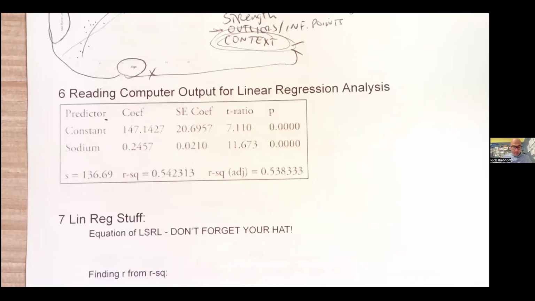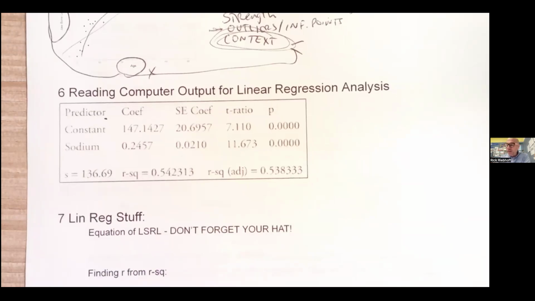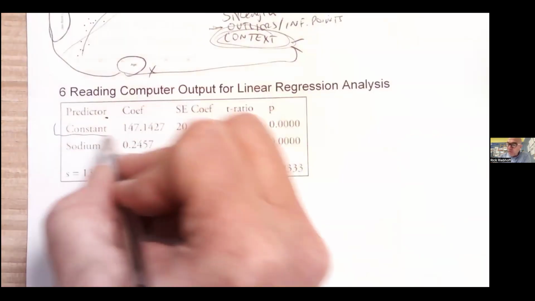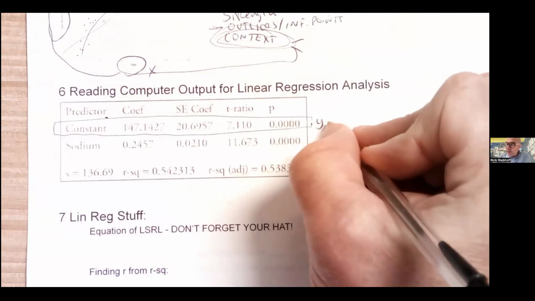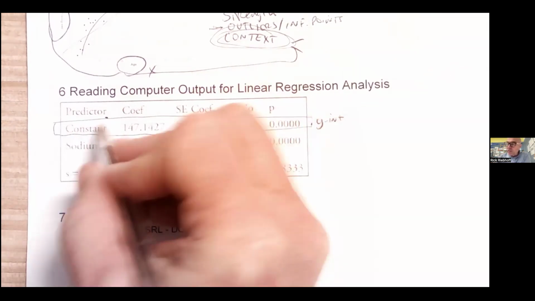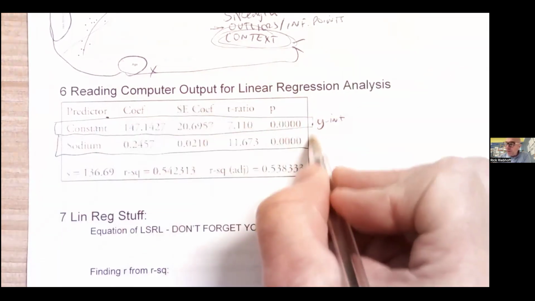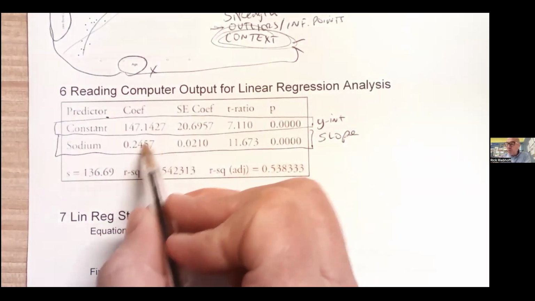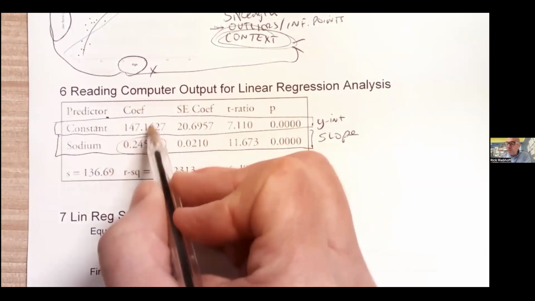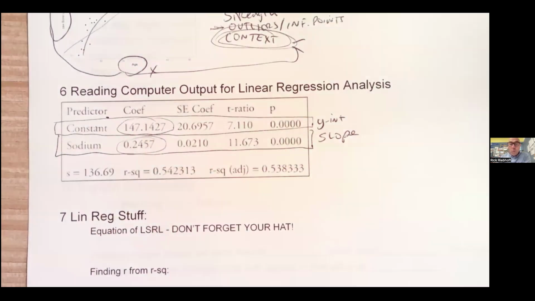All right, here's the big one, right? Describing and reading computer output for linear regression analysis, right? Here's one thing that I see some of you doing on your tests. This is smart. Okay, so this is your y-intercept, right? Your constant. This, therefore, would be your slope. Okay, this is the coefficient of your slope. This is the coefficient of your y-intercept.